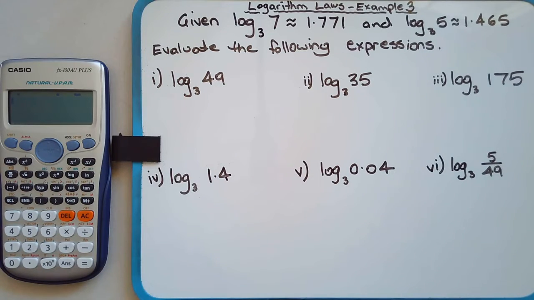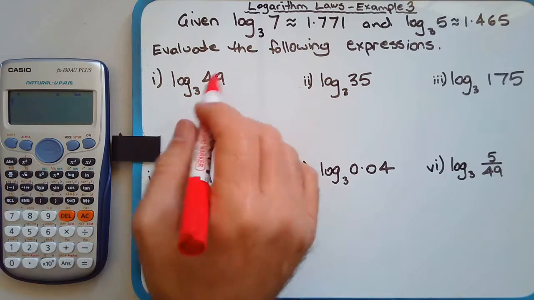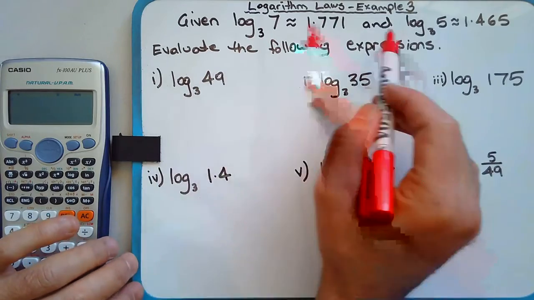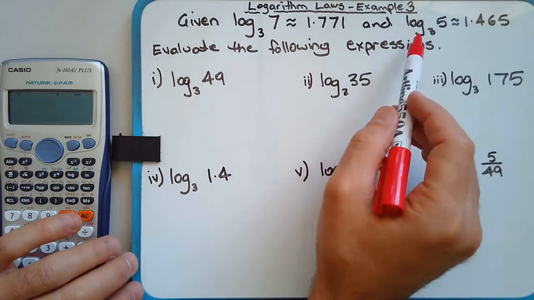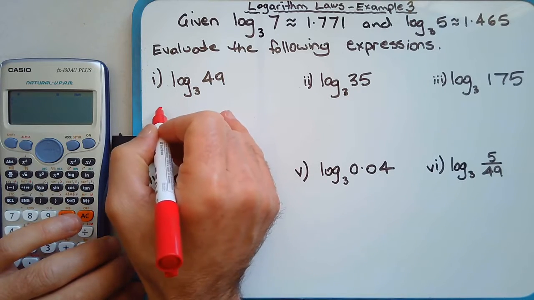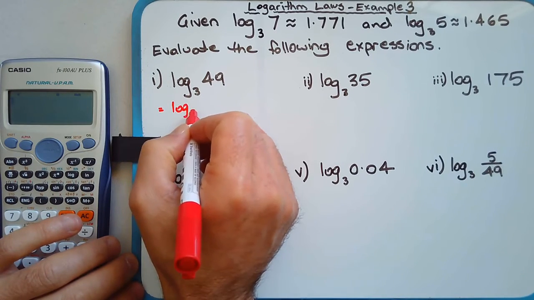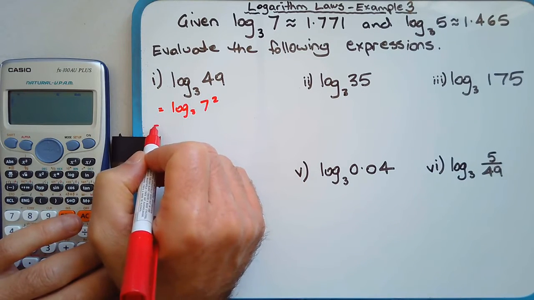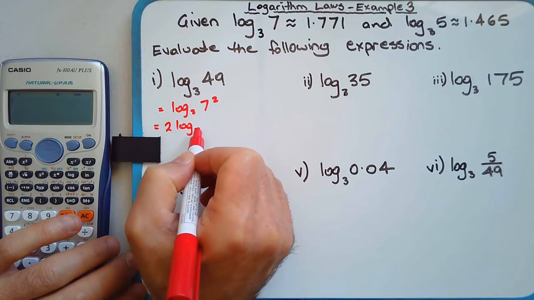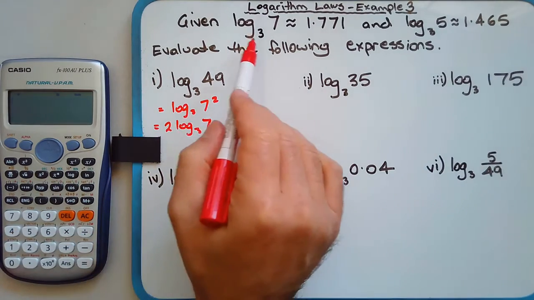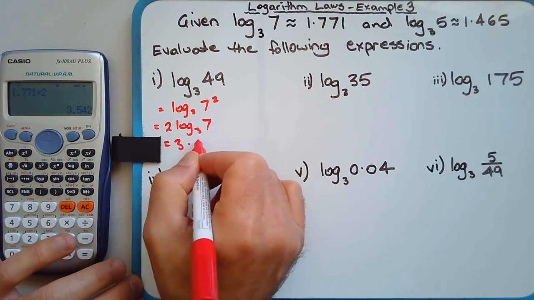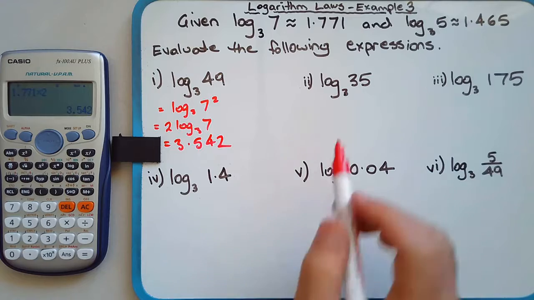Log base 3 of 49. Okay, so what would be the approximate value of that? First thing to notice, 49 is 7 squared. So we need to use the information in the question, these two definitions, to help us answer each of these. So that's really just equal to log base 3 of 7 squared, which is just 2 log base 3 of 7. So 1.771, multiply that by 2, and we get 3.542.